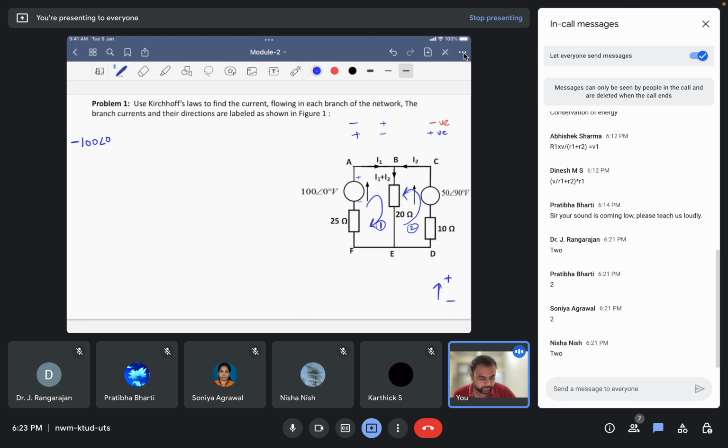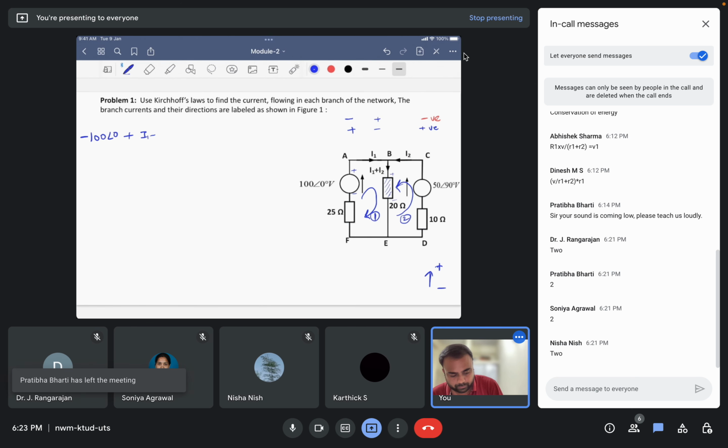Now for this component, the shaded component, the current is I1 plus I2, and this is moving from positive to negative. So this will be positive: plus (I1 plus I2) into 20, a resistor of 20 ohm. And similarly for the 25 ohm, this is only current I1. So plus I1 into 25 is equal to 0. This will be the equation for loop 1, that is loop ABEF.